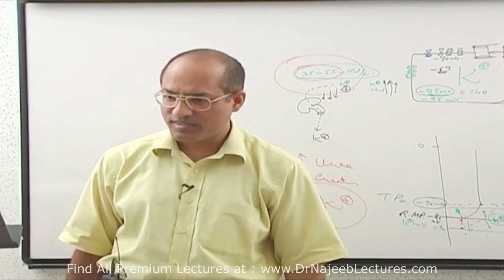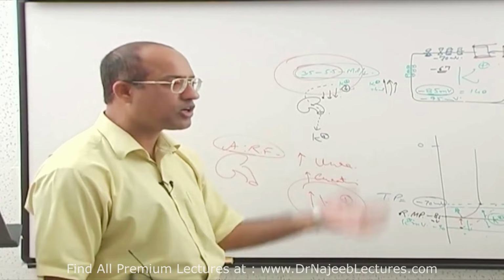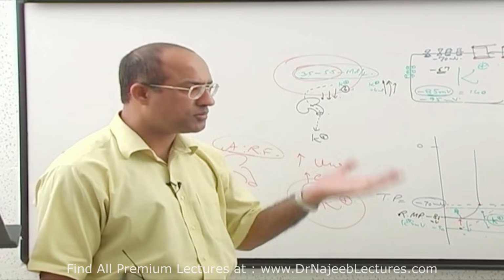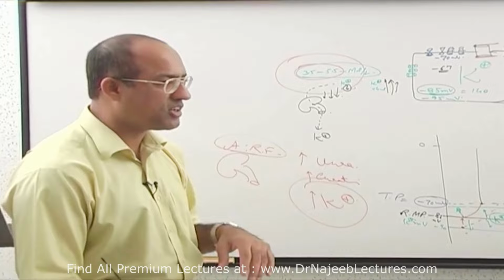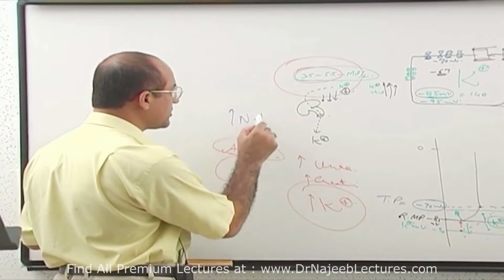Now we talk about sodium. If someone has hypernatremia or hyponatremia, natrium means sodium. Don't say hypersodemia and hyposodemia. There's no term like this, right? So there's hypernatremia and hyponatremia. What will happen to resting membrane potential in hypernatremia if the sodium level is higher than normal in the blood?